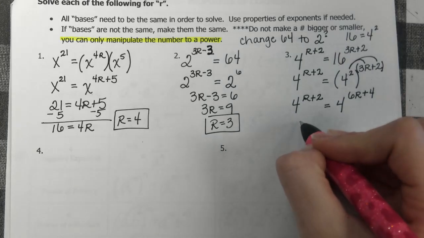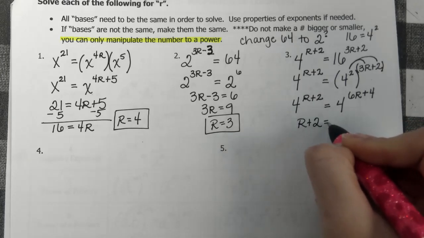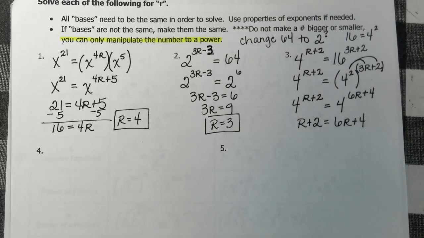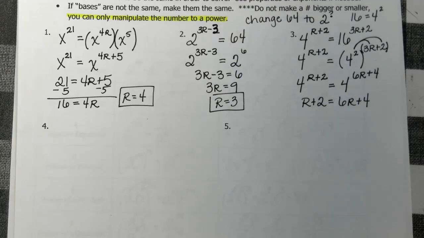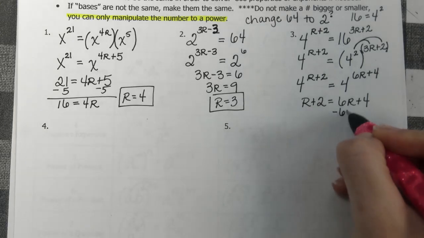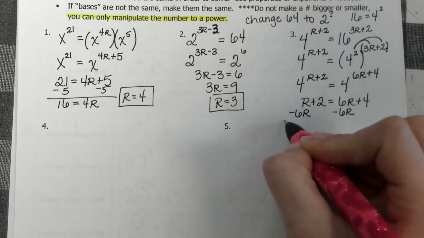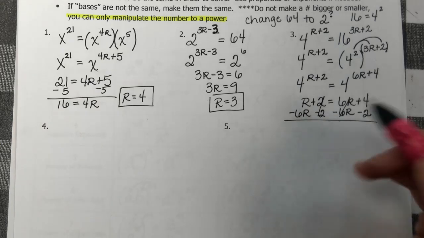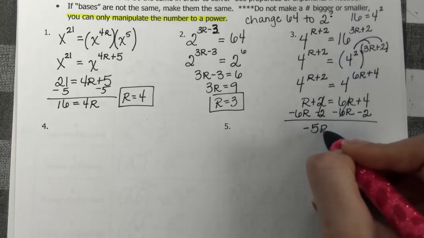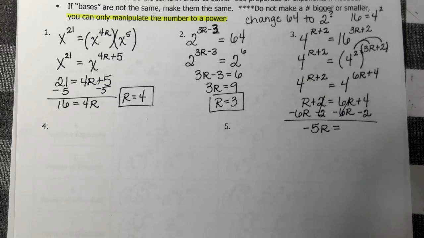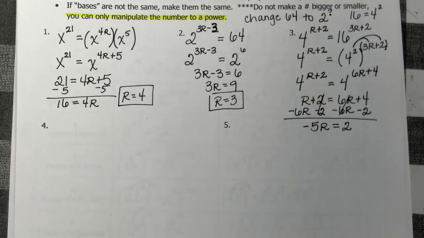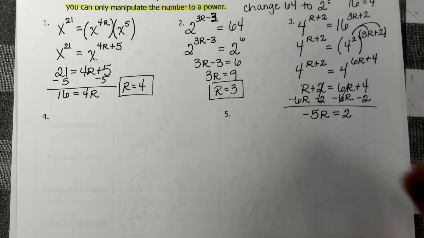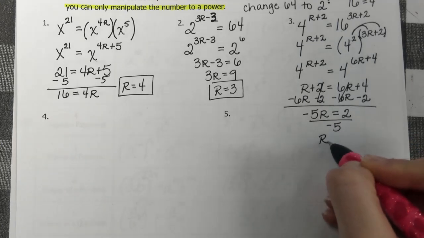So what do I do? Very good. Okay, I've got variables on both sides, so I'm going to move one of my variables over and my constant to the opposite side. Okay, so if I move my 6r, I'm going to subtract 6r. And if you want to subtract your 2 in the same step to get rid of it, you can. So that leaves me with a negative 5r equals 2. What do I do? Divide by negative 5, and r is equal to?